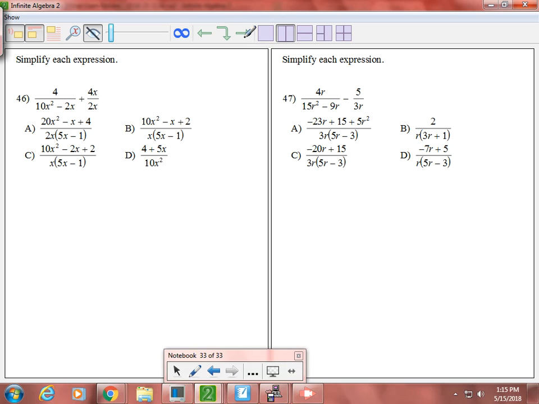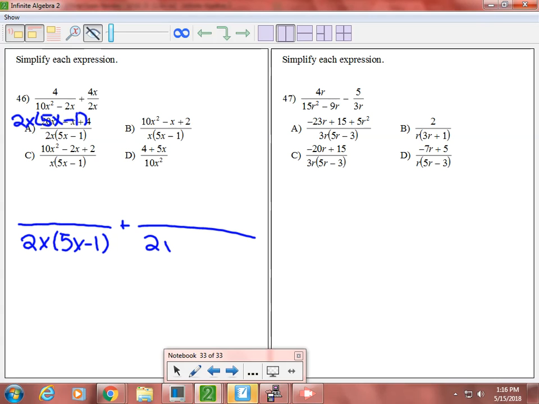Number 46. Our common denominator on this one, I would factor this one first and say, okay, I'm going to take out a 2 and an x, and that's going to leave me with 5x minus 1. So the 2x is going to be in both sides. So that 10x squared is really what's going to be our common denominator. But I'm going to go ahead and write it as 2x(5x minus 1) and then 2x(5x minus 1), because it's going to help us realize what we can eliminate.